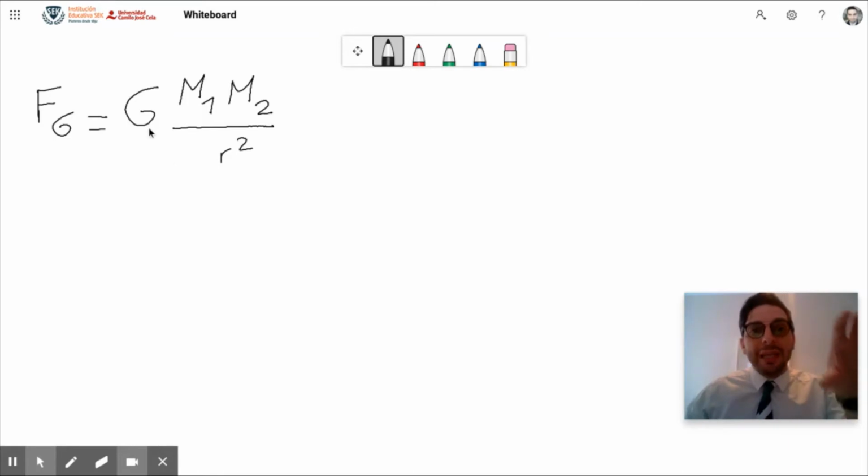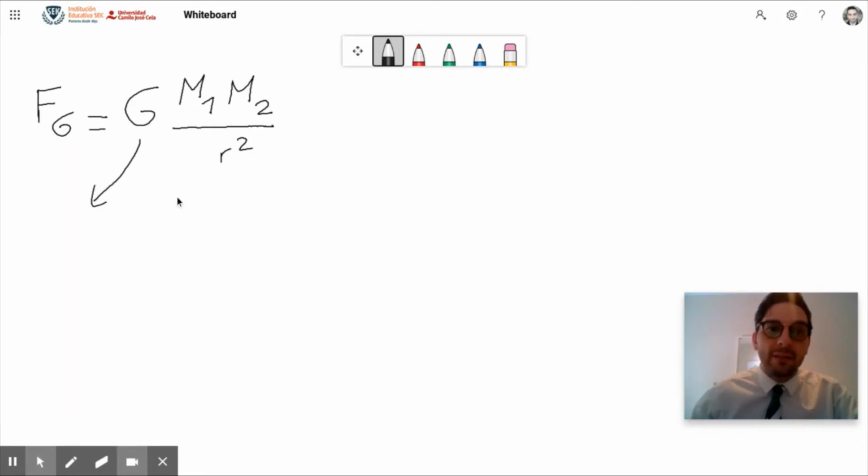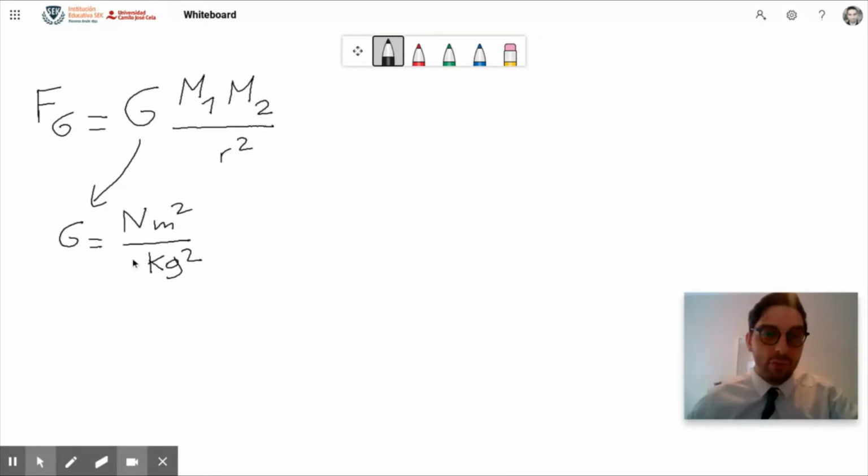However, to make it more simple, we need to see this from a perspective of units. Okay, so we see that G is a constant, and the unit of this constant is going to be Newton meter square over kilogram square. Let's wait for this to write. Very good. Now we have here the unit, okay? This is the unit of the constant of gravitation.